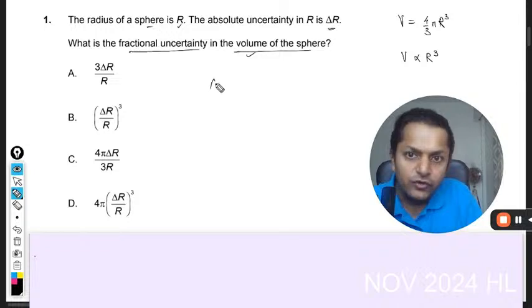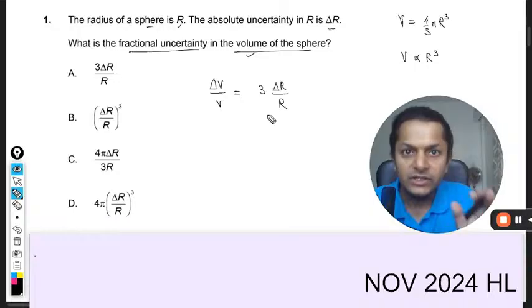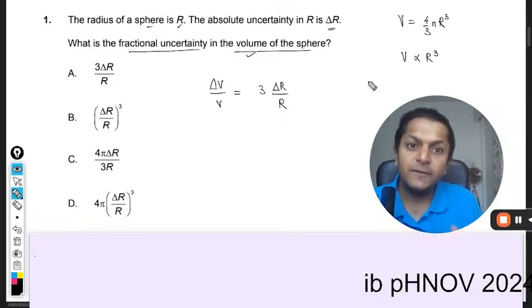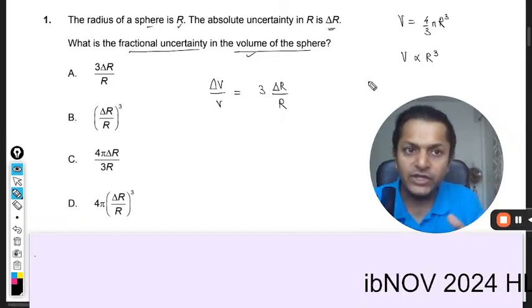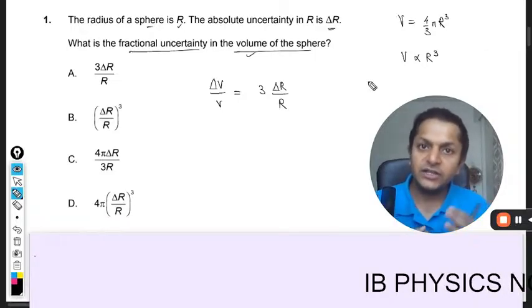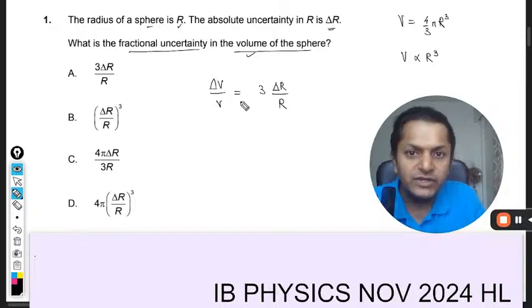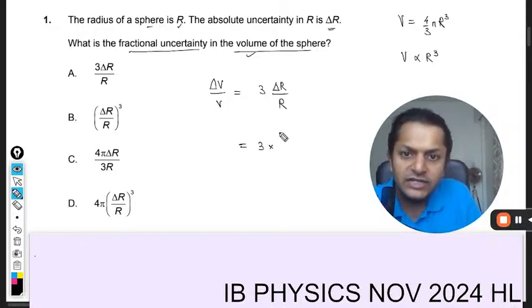From there, if you want to find the percentage error or the fractional uncertainty in volume, 3 will come in front, and then you write the uncertainty for r. The name of the topic is propagation of errors, and this is the exponent case. There are three cases under propagation of errors: multiplication, division, and exponent. So this is the method. Delta V by V is equal to 3 times delta r by r.